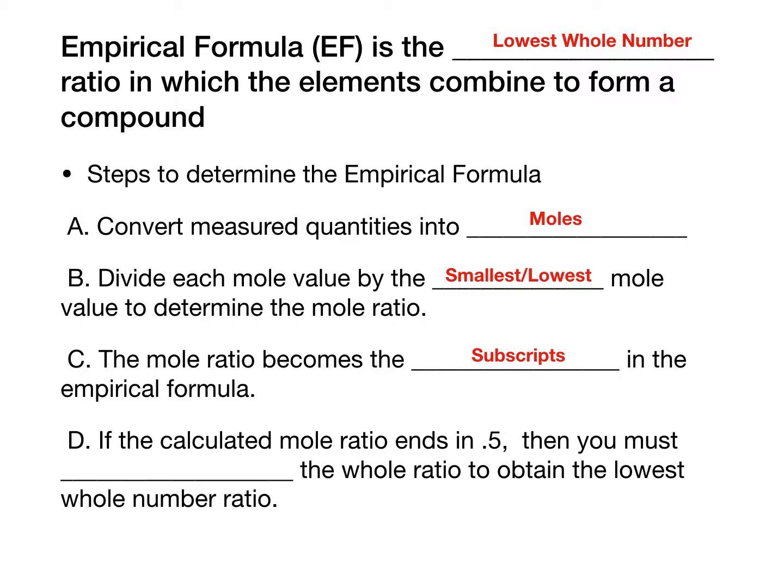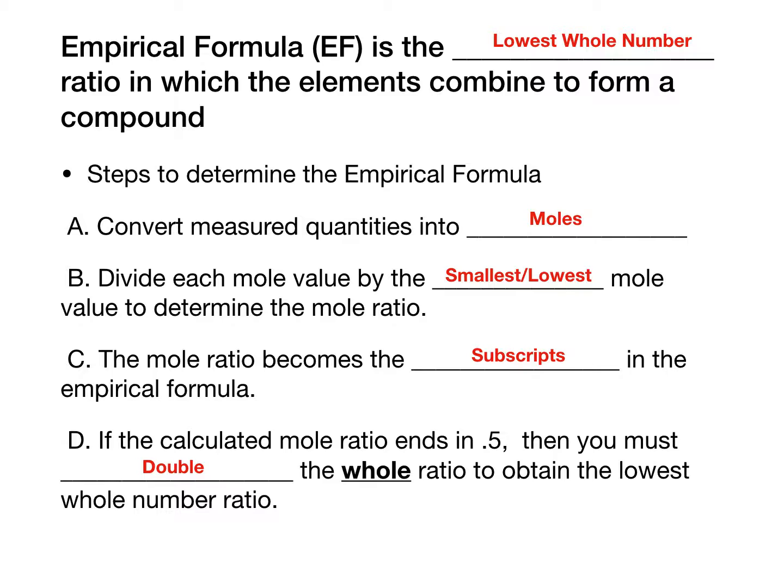Every once in a while, a calculated mole ratio will end in 0.5. You have one extra step to do to get to the final empirical formula. When this happens, we will simply double the whole ratio to obtain the lowest whole number ratio.